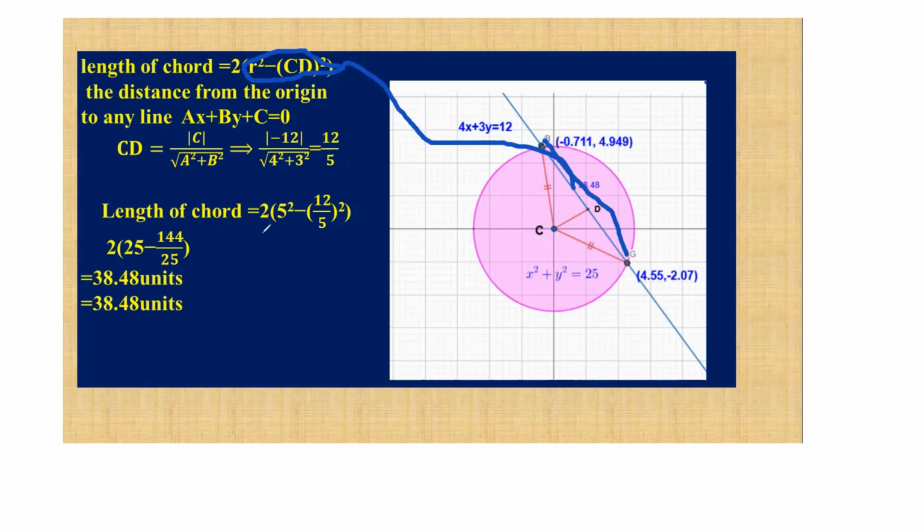By using the Pythagoras theorem, you can calculate with the radius 5 squared and the perpendicular distance from C to D, 12 over 5 squared, which gives 38.48 units. This is the total length of the chord.